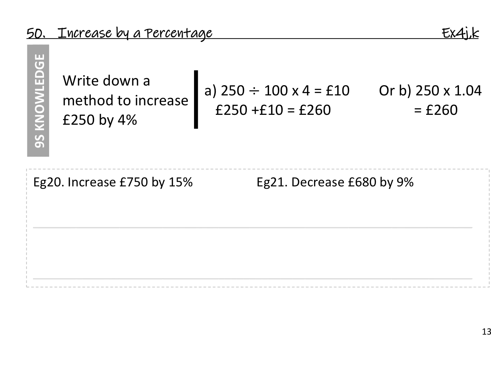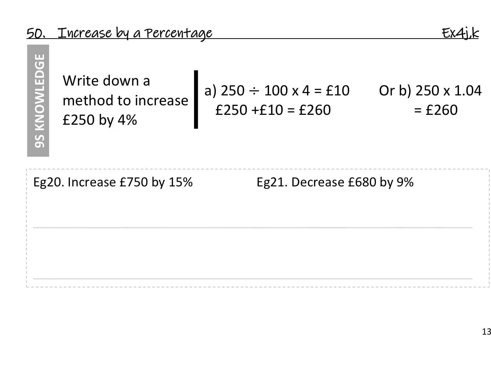Increase by a percentage. Pause the video and have a go at examples 20 and 21. Okay, before we go into 20 and 21, we're just going to look at the method when we're increasing by 4%. So we're going to write down a method to increase £250 by 4%.